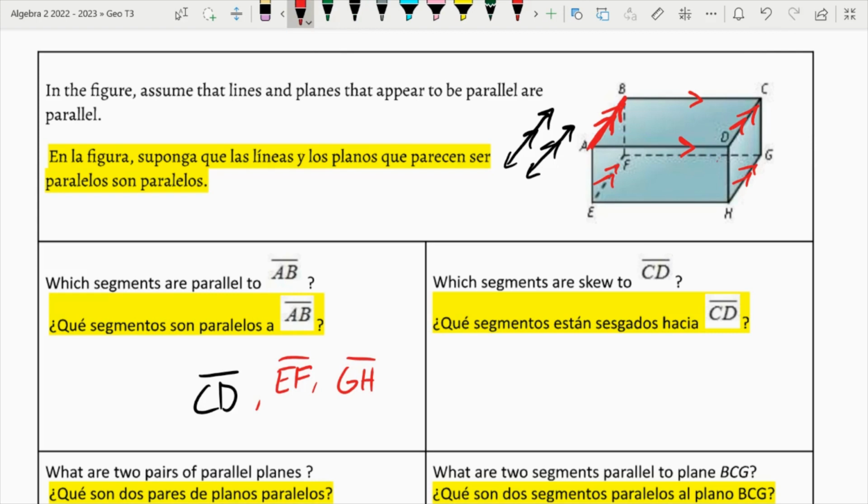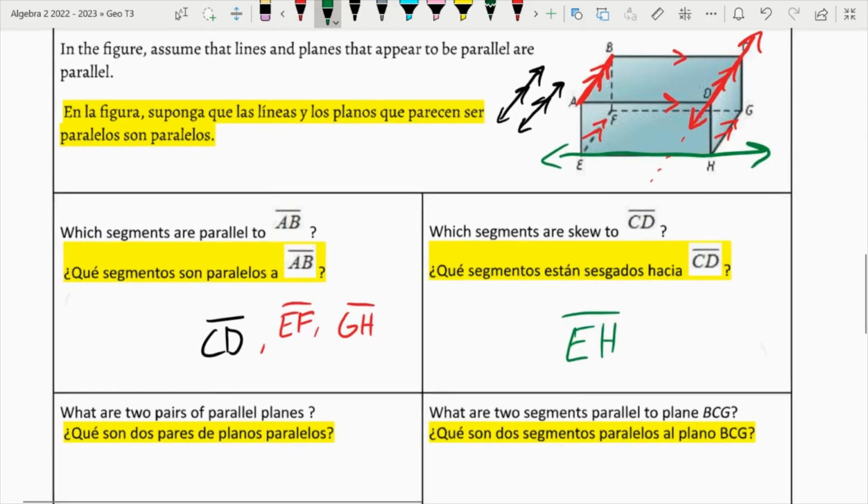Okay, the next one says, what is skew to CD? So let's make that red really quick. What would be skew would be a line like EH, which is not parallel, but it will never cross because in 3 dimensions, these 2 lines will never cross. Okay, you could say a lot more answers to that one, but I'll leave that up to you.